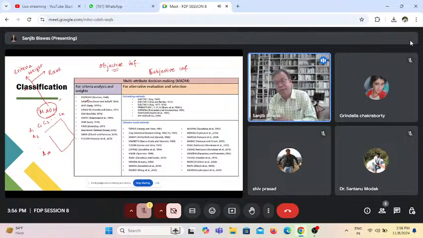If you talk about ranking, there are many methods like the good old TOPSIS, ELECTRE, and VIKOR. These are all quite early-days methods. Coming to the more recent ones, there are CoCoSo, MARCOS, and then SRP. There are many such methods available.